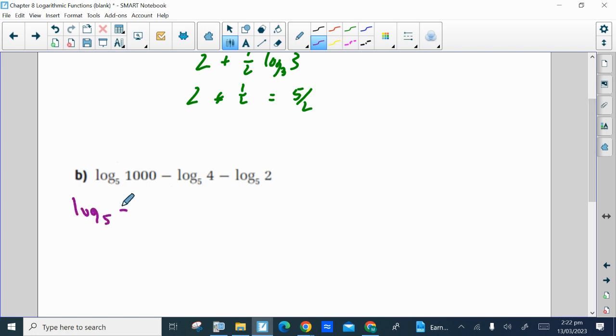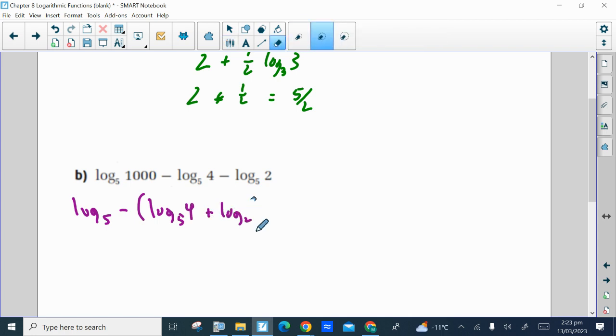But first, I would put those last two terms in brackets with the minus sign in front, which changes all the signs inside. So this is something that we have done before. And so inside the bracket now, we can use the product law. Oh, log base 5 of 1,000.